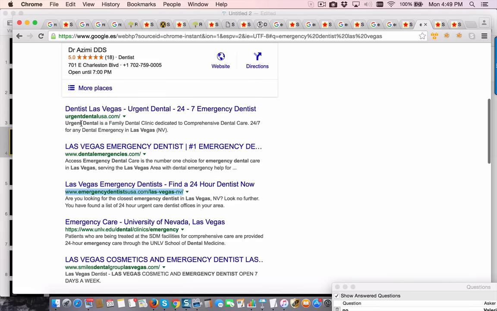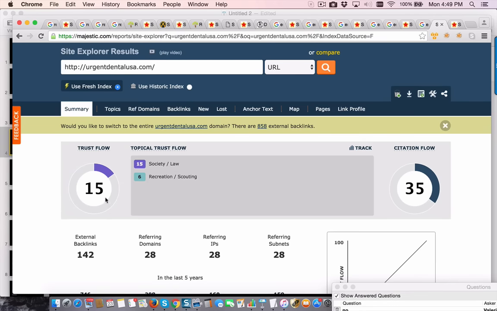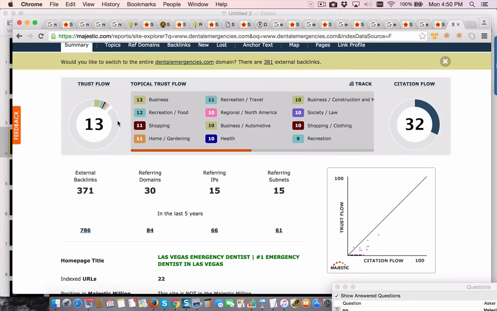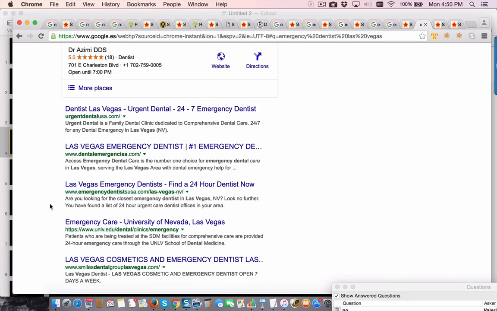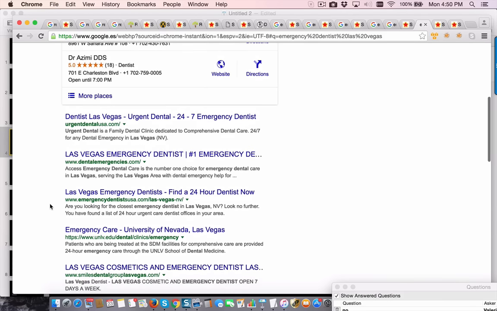So let's just take a look at this. It said Vegas on here. What's the trust flow of this first site and the second site? Well, I pulled it out for you. It's right here. 15. See? What did I tell you? The next one, number 2, 13. Okay? So look, what I'm showing you, it freaking works, ladies and gentlemen. Please listen to it. Pay attention to this kind of stuff.